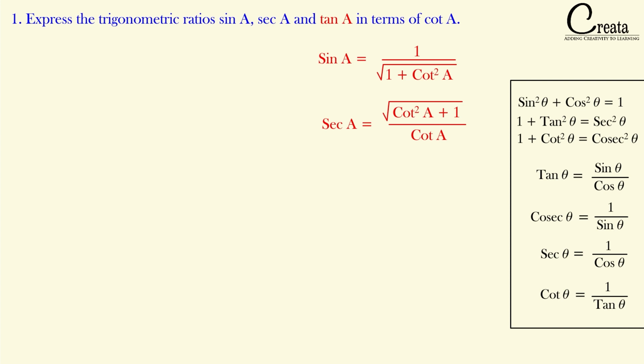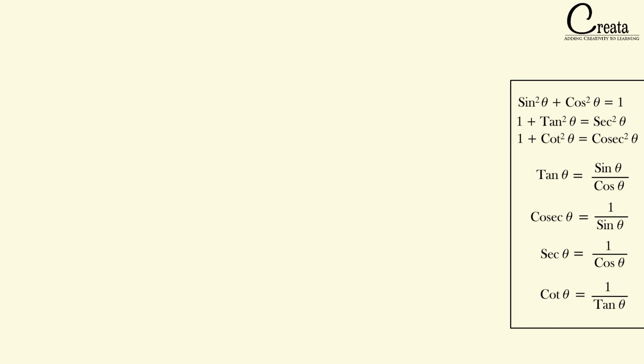This is a direct relation. We know tan and cot both are reciprocal of each other. So tan A is equal to 1 upon cot A. Very simple. Okay. So we have done with the question number 1. Let's move to question number 2.